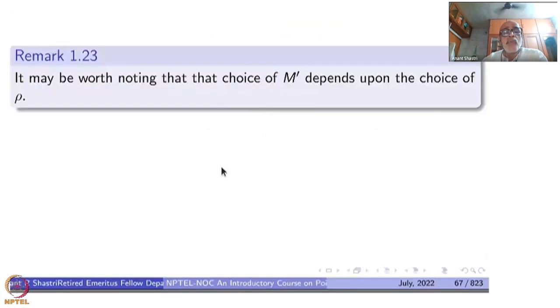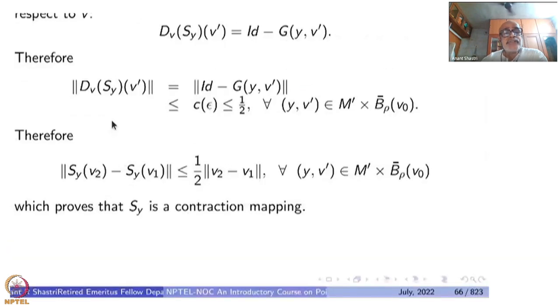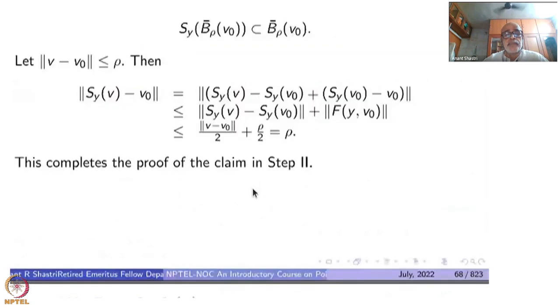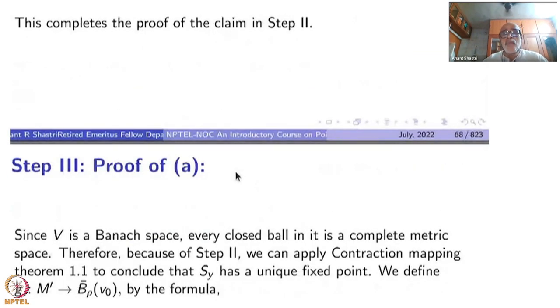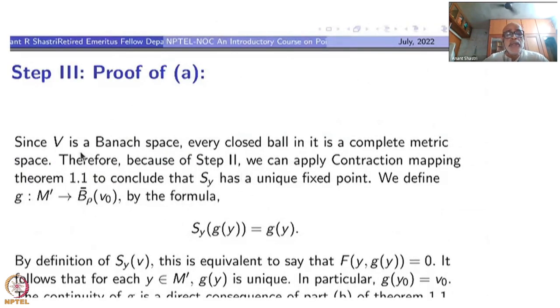So what we have proved is that S_y, for each fixed y, is a contraction mapping of the closed ball B-bar rho of v naught. So now we can come to the proof of statement A, that is step 3. V is a Banach space. Every closed ball in it is a complete metric space. Therefore, by step 2, we can apply the contraction mapping theorem to conclude that S_y has a unique fixed point.